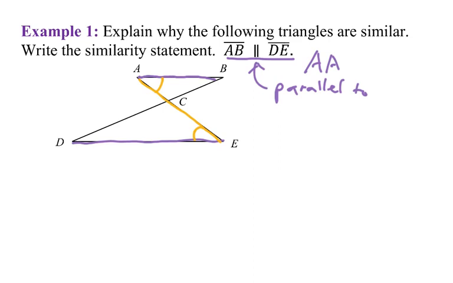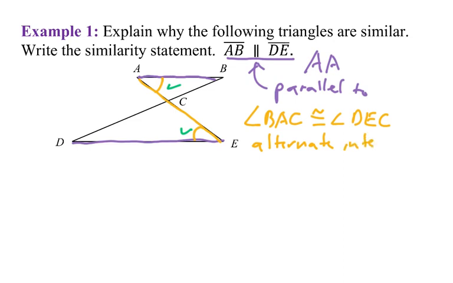So I can immediately say that the angle BAC, that's this one, is congruent, and here's the symbol for congruence, to the angle DEC, and that's this one. And that's because they're alternate interior angles. And I might just make a little bit of a note there. Alternate interior angles, just to remind myself why I knew that was so.